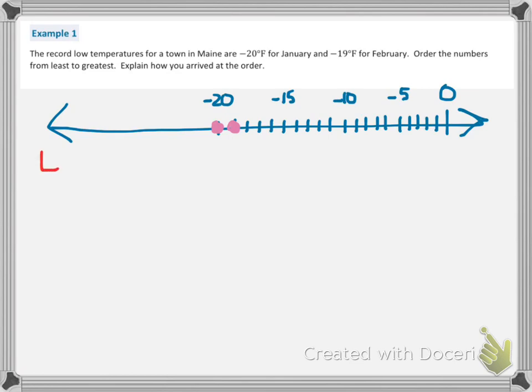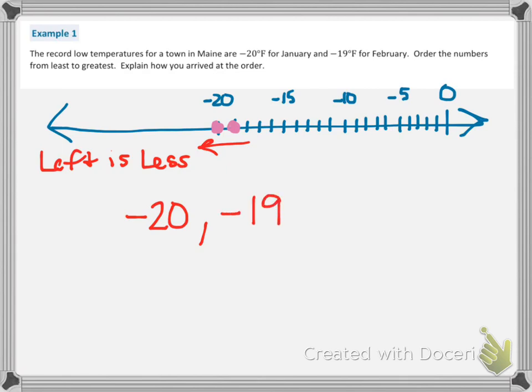Okay, left is less. You might use that to remind yourself. Left is less. So the one that's farther to the left is the smaller one. So if I'm going to put these in order, my smallest number is going to be the one that's the most negative. Or if I look on the number line, the one that's farthest to the left. And that happens to be -20. So if I put these in order, I have -20 is the smallest, -19 is the biggest.